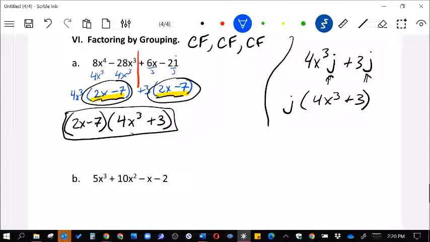If I multiply this out, let's see if we get back to the original. 2x times 4x cubed, 2 times 4 is 8. That makes x to the 4th. I multiply this one, I get plus 6x. I multiply these two, I get plus 28x cubed. Multiply these two, I get negative 21. And so if I put them in order, that one's first, this one would be second.